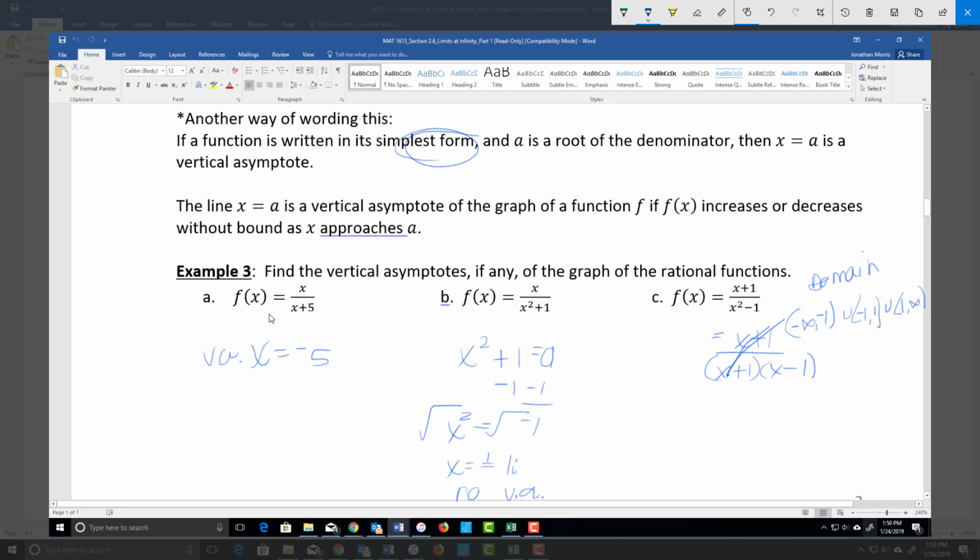negative 1 because our simplest form of the function is actually this. See, I factored everything out and I canceled. So since this is the simplest form of the function, if I'm looking for the vertical asymptote, I set that denominator equal to 0, what was left after I canceled. And x equals 1 is our vertical asymptote. So there was only a vertical asymptote at A and at C.